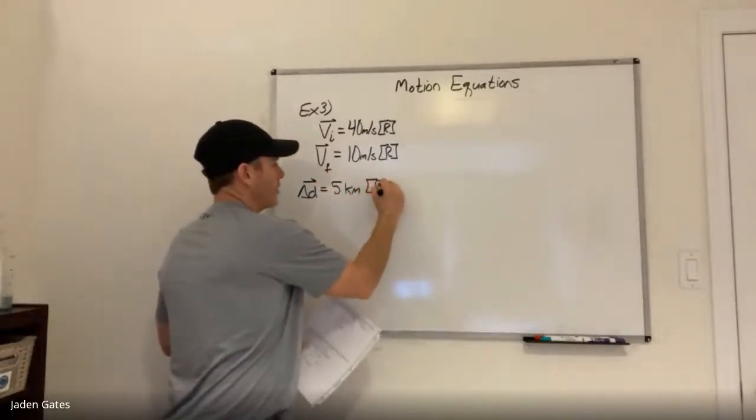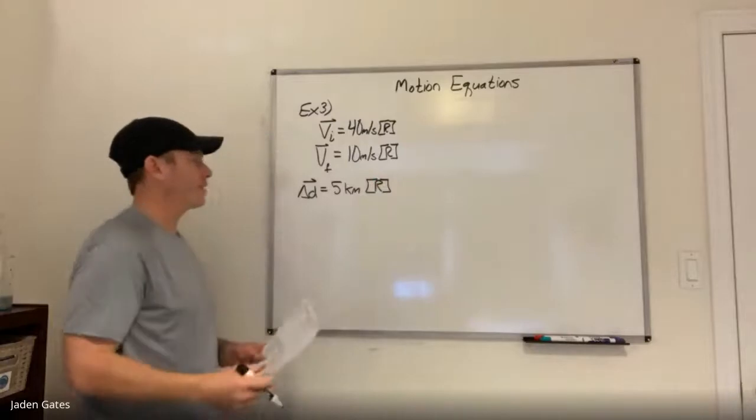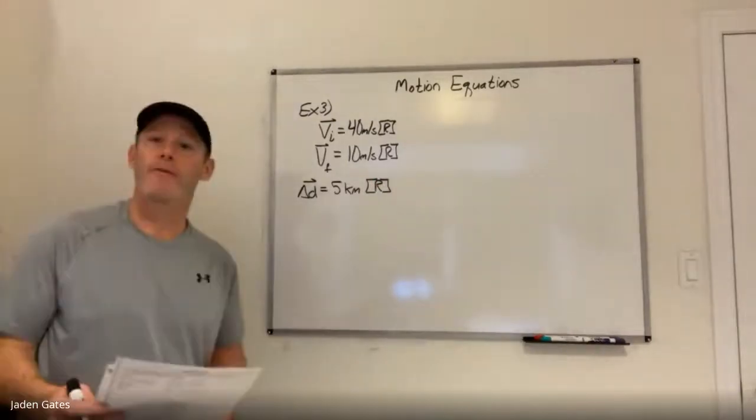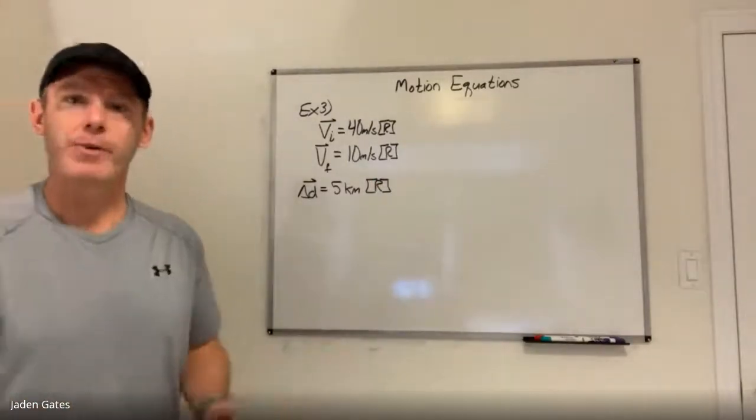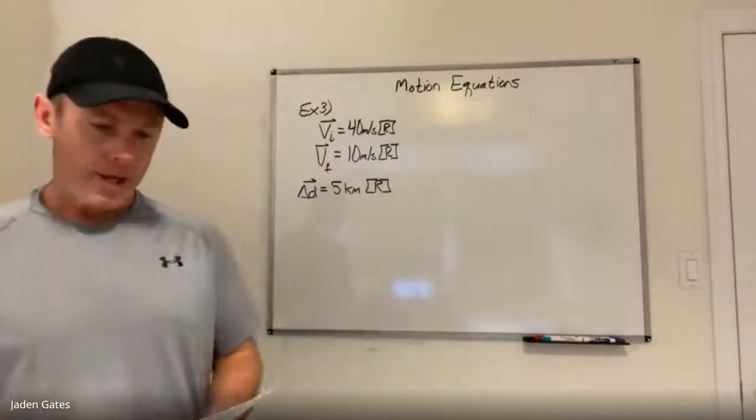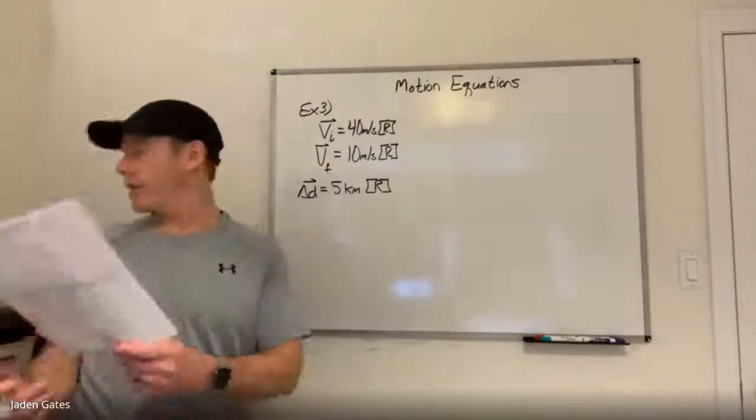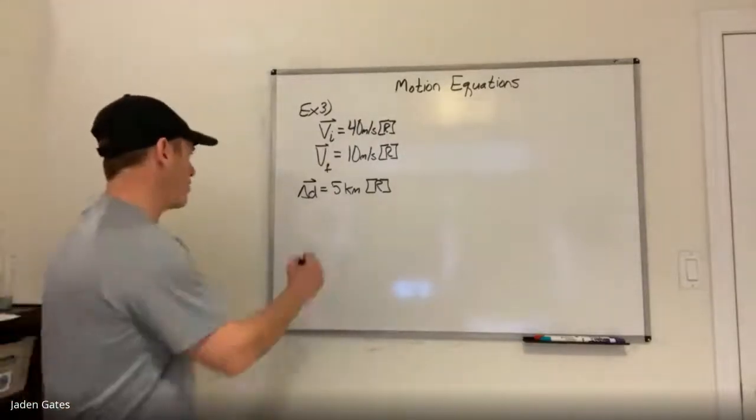So we are still moving to the right because both velocities, final and initial, are right, so our displacement has to be going to the right. And then the last sentence is, how long did it take for the train to slow down?